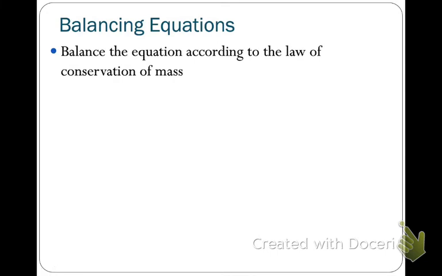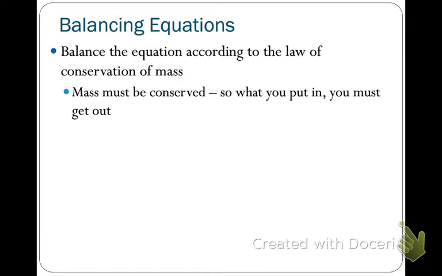So let's review here. The law of conservation of mass says that no atoms can be created or destroyed during chemical reactions. So when a chemical reaction takes place, atoms don't disappear and they don't come from nowhere, right? So it basically is saying that whatever you put in, you have to get out, right? Whatever goes into a chemical reaction, these are called the reactants. Let's remember that from last time. And whatever we get out is called the products.